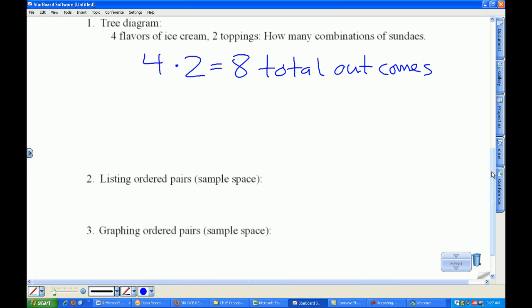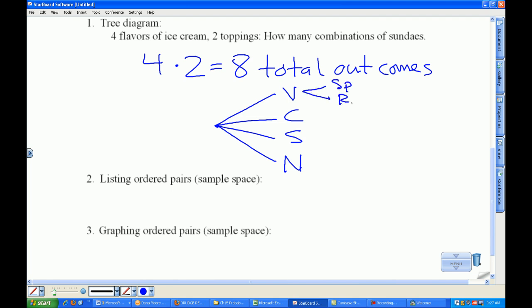Alright, well the first way to show this is with something called a tree diagram. So there are 4 flavors of ice cream. So here's what we do. We start from the root of our tree and we come up with 1, 2, 3, 4. So say I've got my vanilla, chocolate, strawberry, and Napoleon. And then I have my toppings, which are sprinkles, Reese's Pieces, sprinkles, Reese's Pieces, sprinkles, Reese's Pieces. Oh, a little bit of a mistake there. And then I could have Napoleon, sprinkles, or Napoleon, Reese's Pieces.